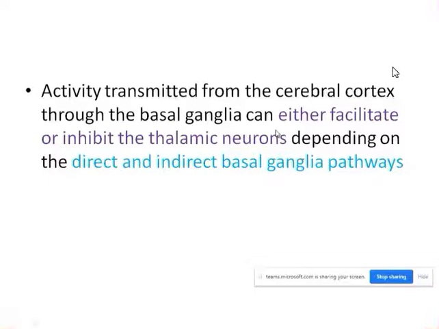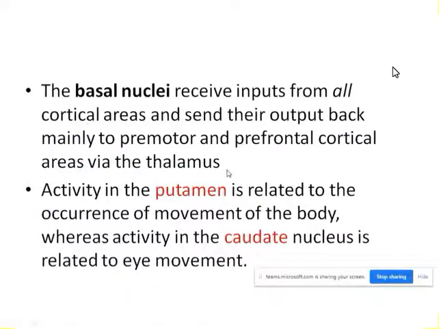Now, if you look here, this is again in more detail. The basal nuclei receive input from all of the cerebral cortex. I have already told you that the basal nuclei receive the information from the cerebral cortex, from almost all parts of it, and they will send the information back to the cerebral cortex, mainly to the premotor and prefrontal cortex areas, via the thalamus. So the input is from almost all parts of the cerebral cortex, and the output they mainly give to the premotor and prefrontal cortical areas, through the thalamus.